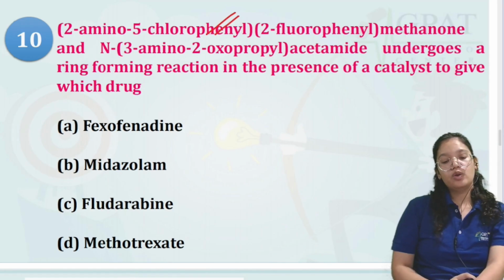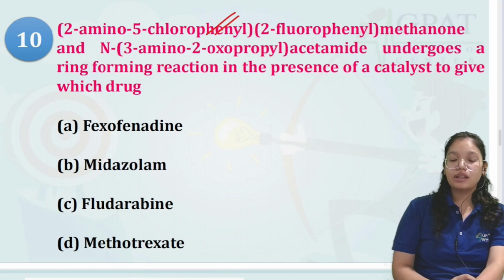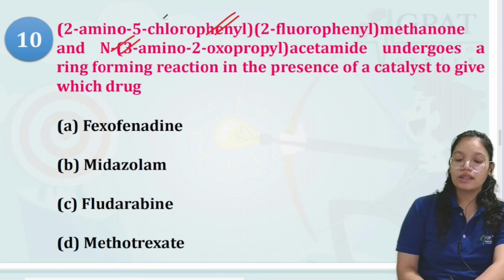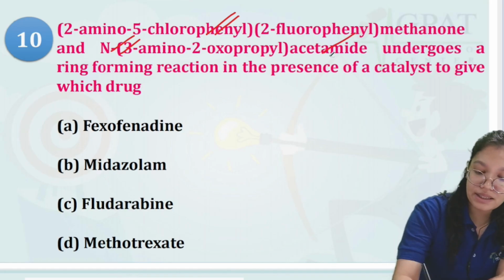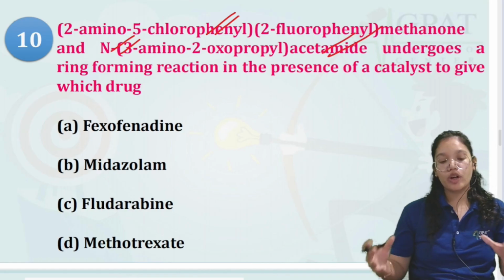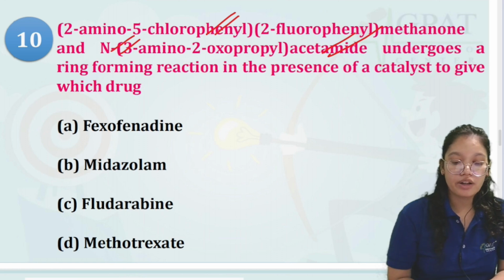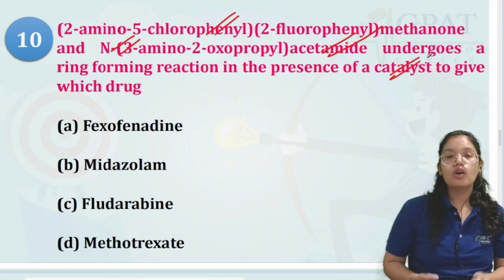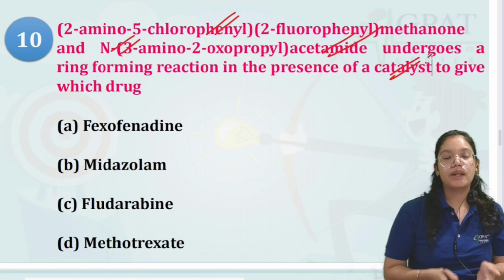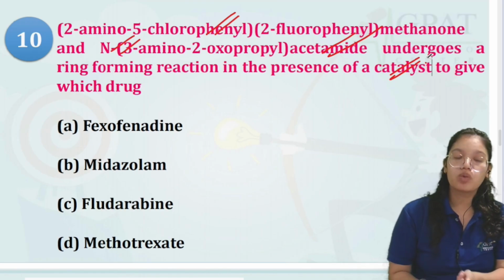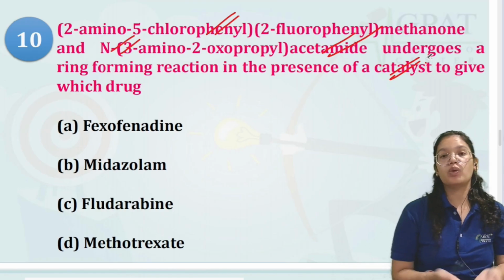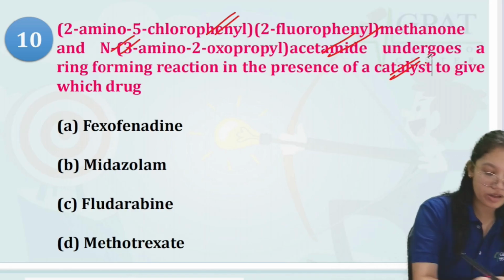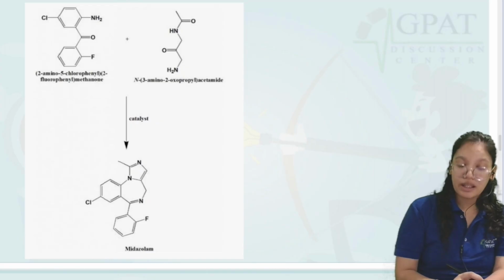Now the next question says 2-amino-5-chlorophenyl, 2-fluorophenyl methanol and N3-amino-2-oxopropyl acetamide undergo a ring formation. Means these two undergo a ring formation in the presence of a catalyst. So what particular product do we get? What is the name of that drug that we get on the reaction between these two in the presence of a catalyst? Let me show you the reaction.